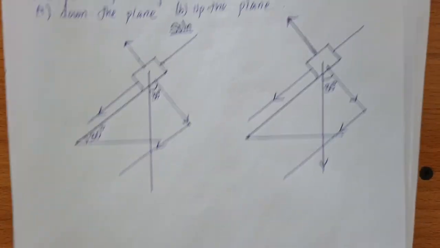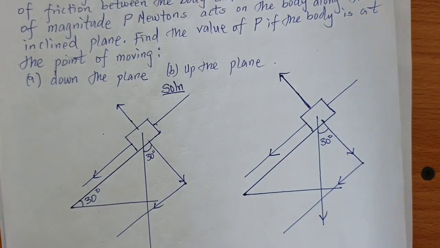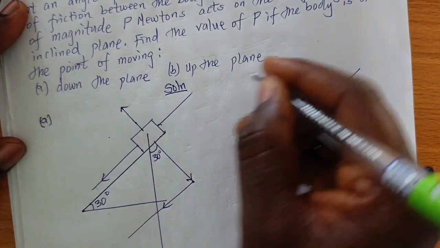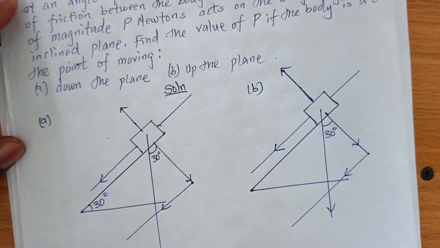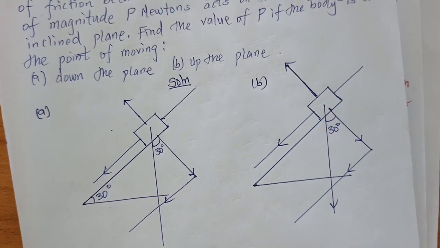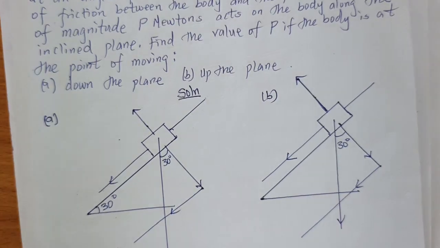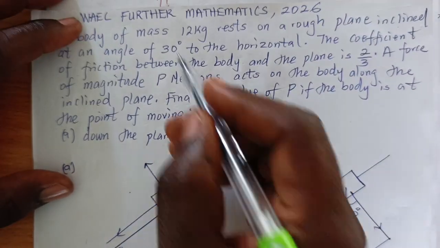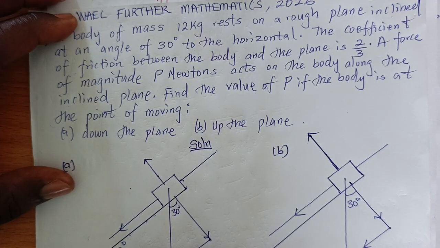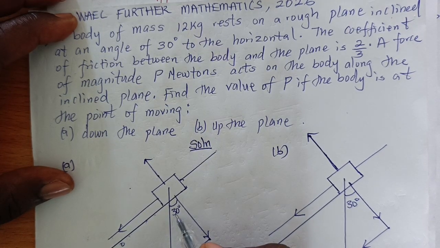So this is the diagram to the question. Since the question is of two parts, this one is for part A while this one is for part B. I drew two diagrams because we are given two parts in the question. Now the angle of inclination: this is a rough plane inclined at 30 degrees to the horizontal. This angle here, 30, is the same thing as this angle.